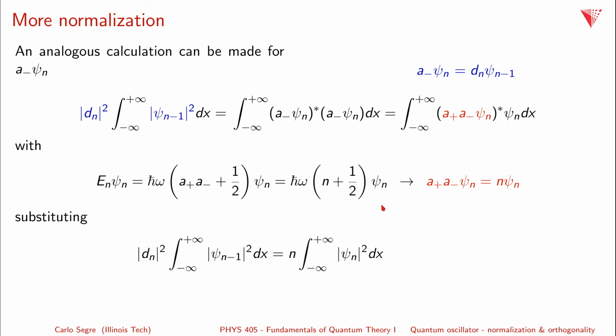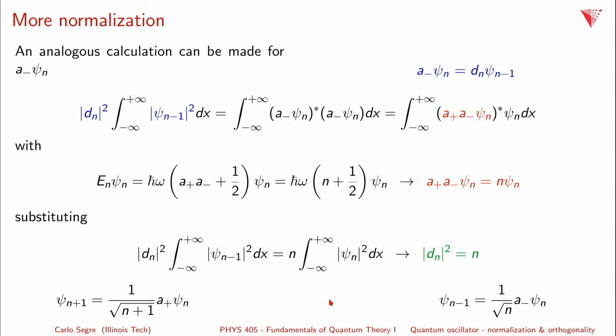That means that I can put this back in over here, just like I did before, and I get the modulus squared of d sub n times an integral, which is going to be 1, is equal to n times another integral, which is also normalized and also equal to 1. So this means that d sub n squared is equal to n. So psi sub n plus 1 is equal to 1 over the square root of n plus 1 times A plus applied to psi sub n.